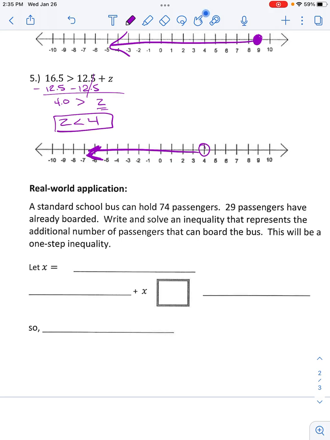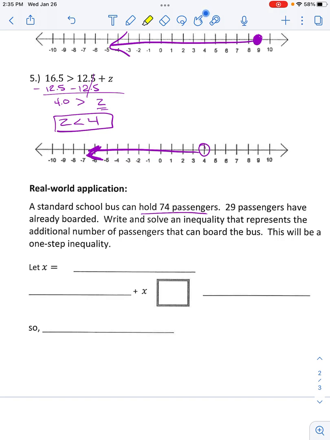Let's look at a word problem. A standard school bus can hold 74 passengers. So obviously it can't hold any more than that. It can hold 74 passengers or less. 29 passengers have already boarded. Write and solve an inequality that represents the additional number of passengers that can board the bus. This will be a one-step inequality.